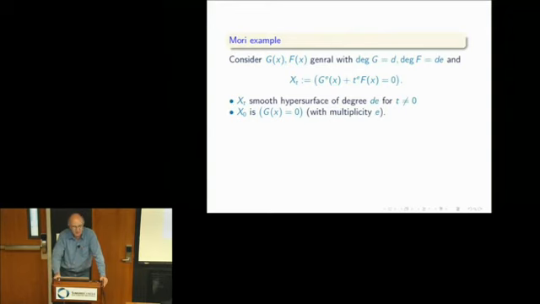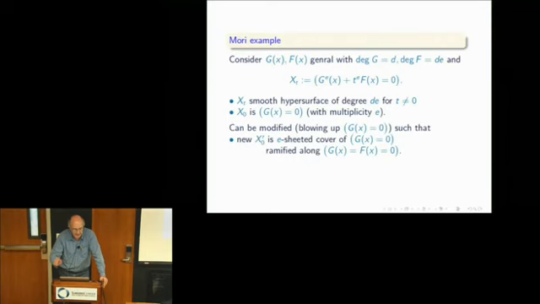Now this is not surprising so far. But then what he noticed is that we can modify this by blowing up the set in this family where g(x) equals 0. Now we have a smooth family of algebraic varieties where the general fiber is not changed. It is a smooth hypersurface of degree d times e, but the special fiber becomes a smooth variety that is an e-sheeted cover of the hypersurface g(x) equals 0.